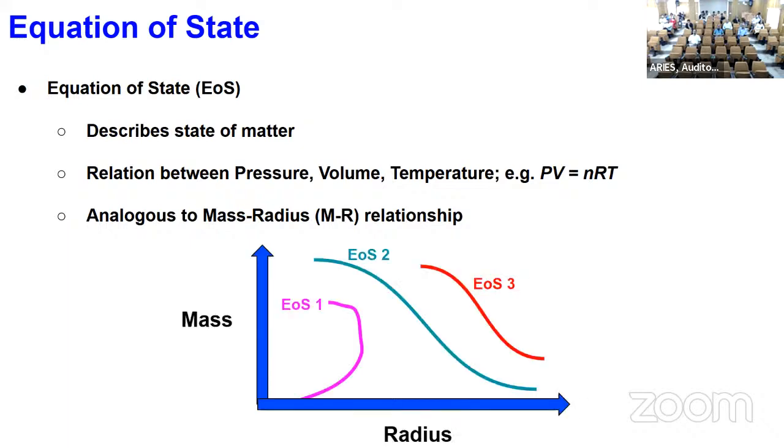Now, this is basically just a cartoon. When we plot the equation of state, these three different lines are representing three different models, where some have the maximum mass over here. Another model predicts that the maximum mass could be a bit higher.